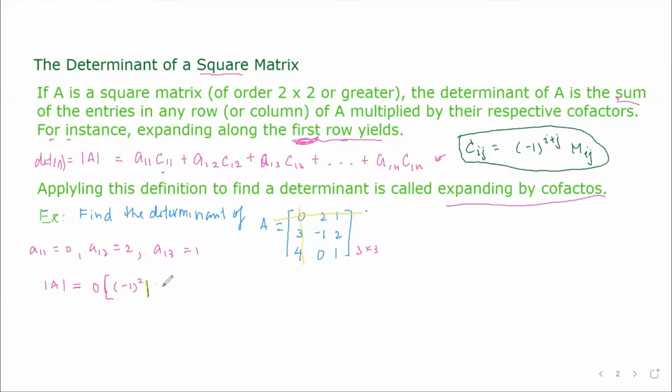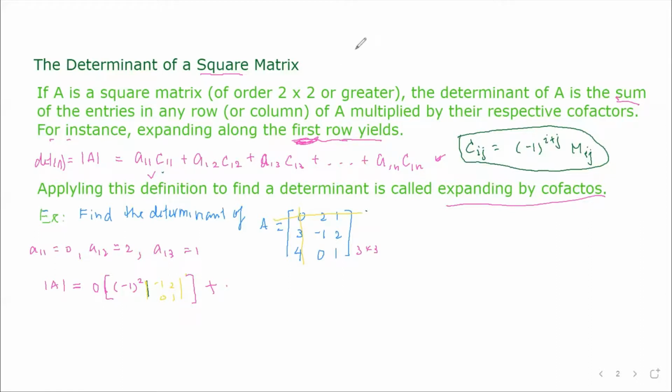So you have the determinant of -1, 2, 0, 1. That's the first term. Now we add the second term, A12, C12. A12, first row, second column, is 2. So you write down 2 here.